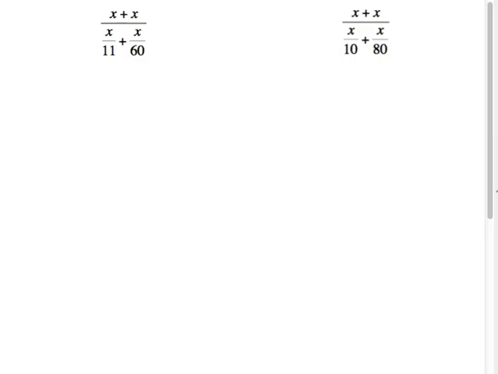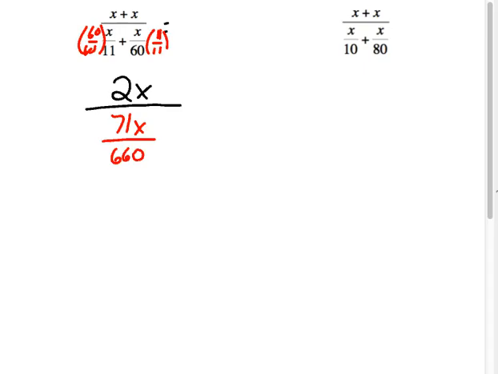So here are the two scenarios that we have. All right, so obviously the top is just going to be 2x. All right, the bottoms for these have nothing in common. So that's going to need 11. This is going to need 60 in order for us to combine them. So 60x plus 11x is going to be 71x over 60 times 11 is 660.